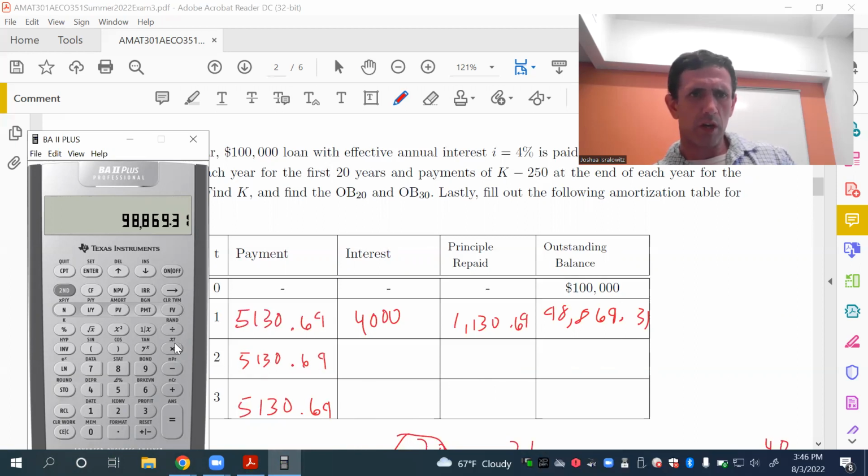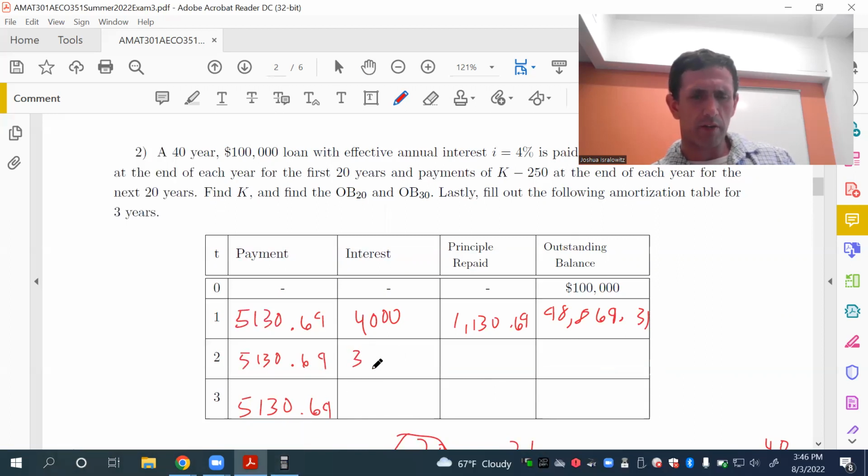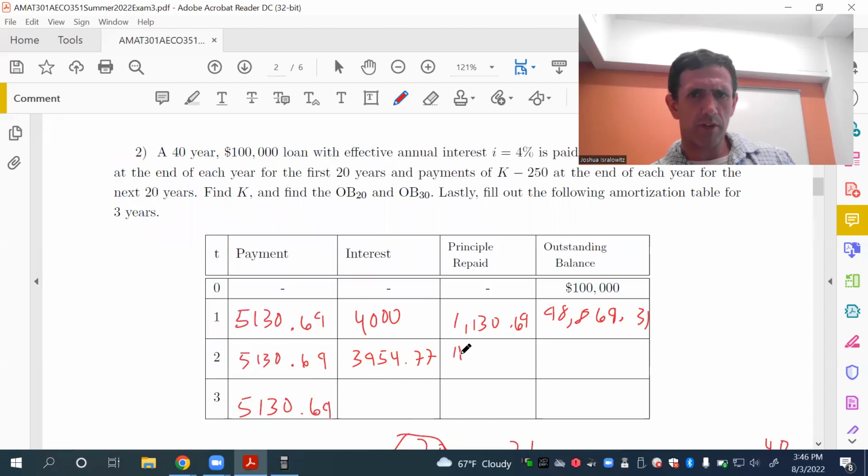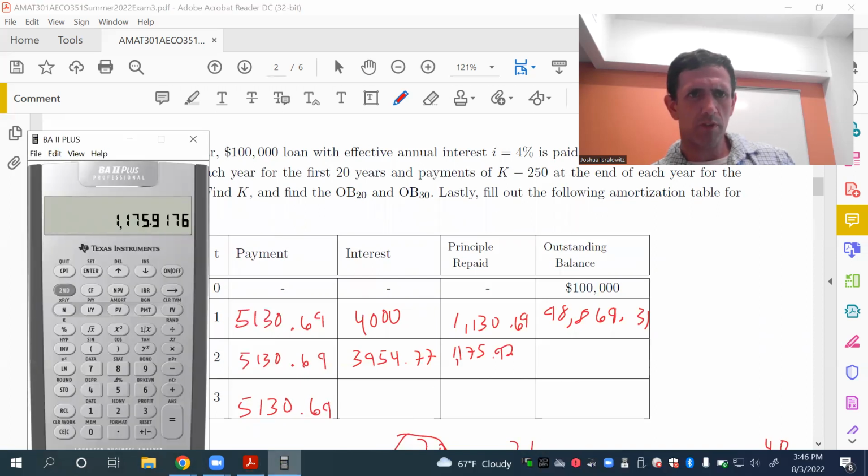Okay, so this times 0.04. That's 3,954.77. You owe 4% interest on this new outstanding balance. Minus plus your payment. So you have left over 1175.92. Where's your principal?